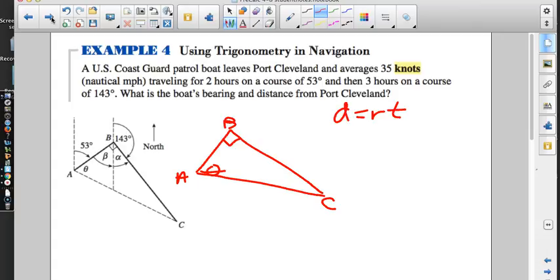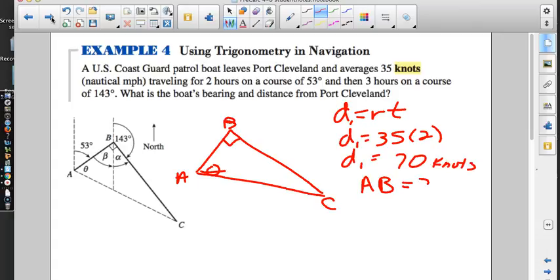That's what we're going to have to use. It's as basic as that. So this first stretch, 35 knots for 2 hours. I'll put a little d(1) for first distance here, or we could even just put AB. So that's going to be 70 nautical miles. All right, going to add that to my picture. Not enough for an inverse trig function. I need the ratio of 2 sides.